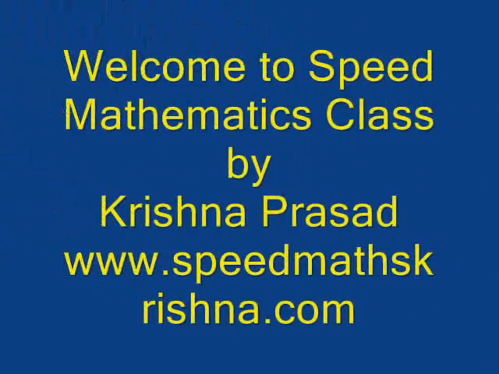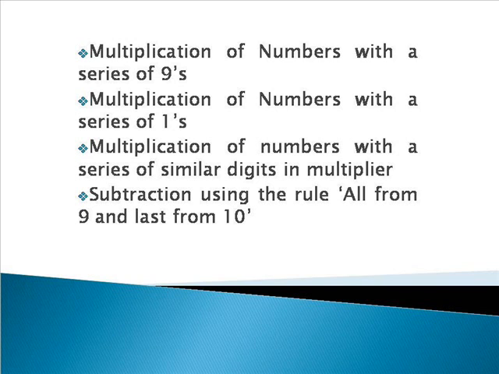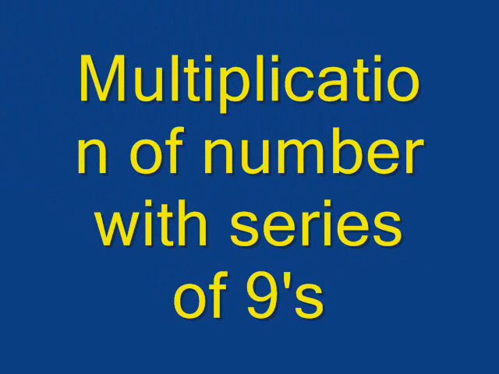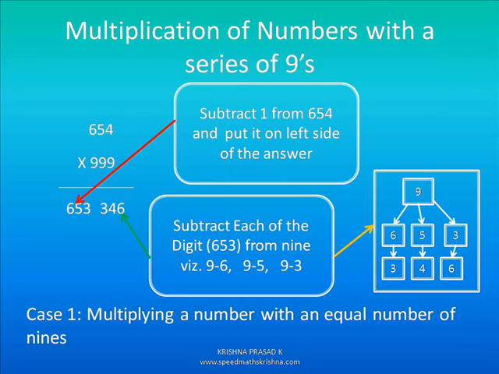Today we will discuss multiplication of numbers with the series of nines, multiplication of numbers with the series of ones, multiplication of numbers with the series of similar digits in the multiplier, and subtraction using the rule all from 9 and last from 10. Today we are going to discuss these four topics: multiplication of numbers with the series of nines. Let's take an example.